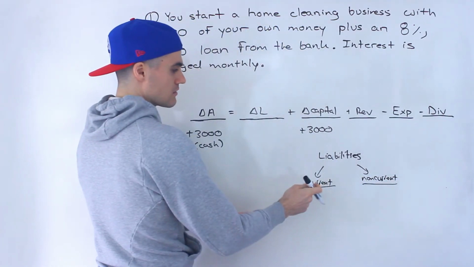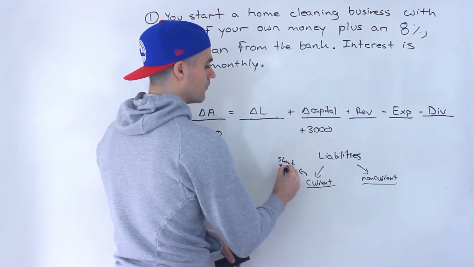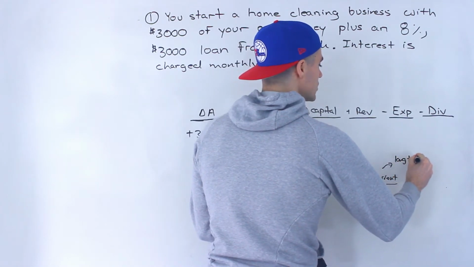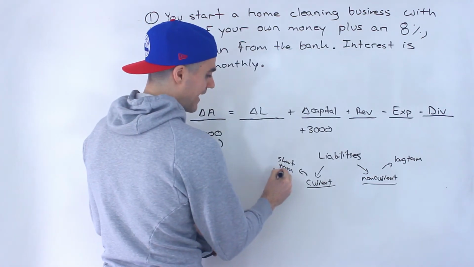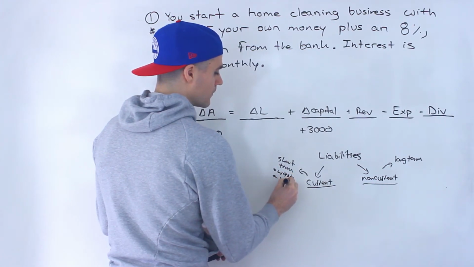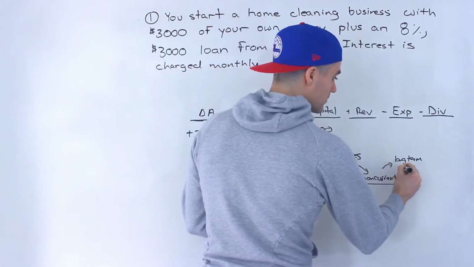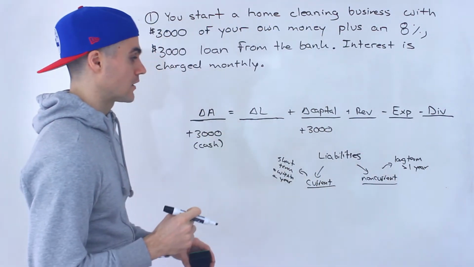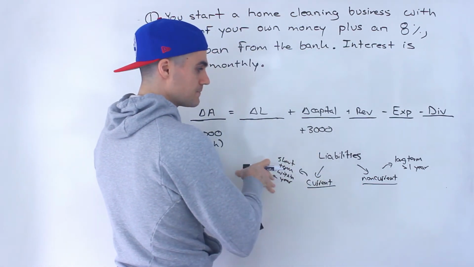And the way to differentiate these two is basically current liabilities are short-term liabilities, while non-current are long-term. And usually the measure that differentiates between short-term and long-term is that short-term is usually going to be paid within a year, while long-term or non-current liabilities are usually going to be paid after a year or a time period that's greater than a year.